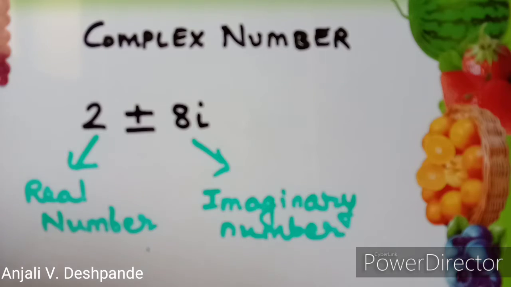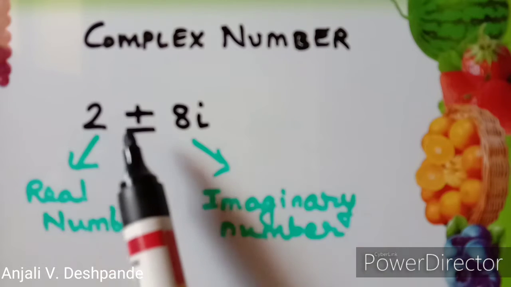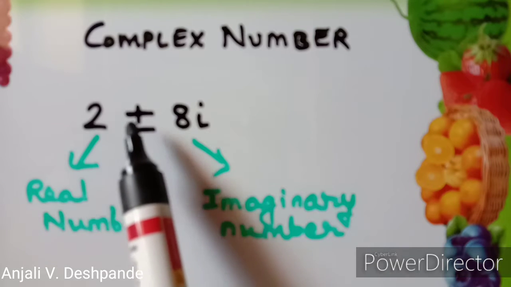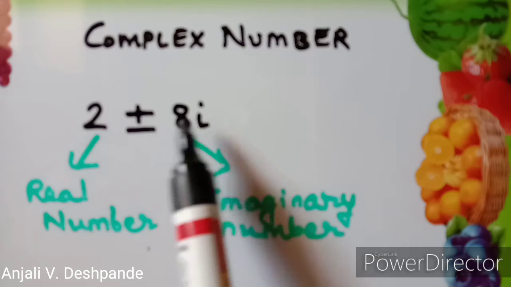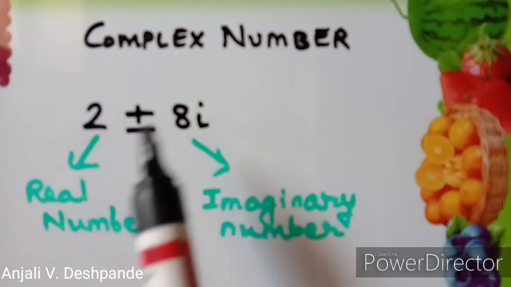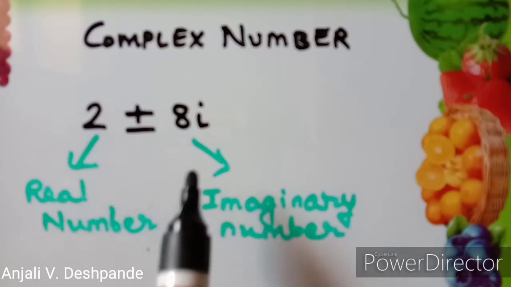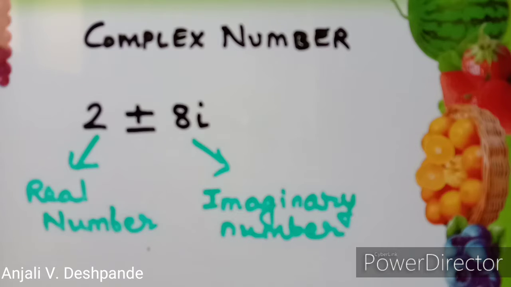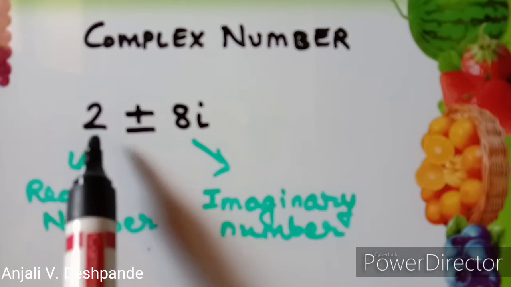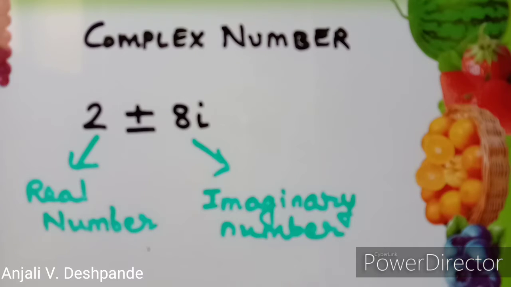Now we shall go into some details. Here I have purposely written plus or minus so that you should not have any confusion. It could be 2 plus 8i also, or it could be even 2 minus 8i. So this is a complex number which consists of a real number as well as an imaginary number. Now a little bit we will discuss about this concept of the imaginary number.